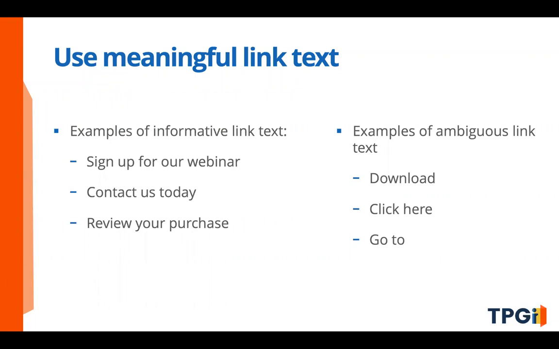So this is a problem, not only for screen reader users, because they're able to skim an entire page and just see all the links, or they will hear all the links rather. And if they hear a link that says download or click here, they're not going to know what that means at all. So what you want to do is make sure that you have informative link text. Sign up for our webinar, contact us today, review your purchase. So anyone, regardless of their ability, will know exactly what they're going to get when they click on this link.